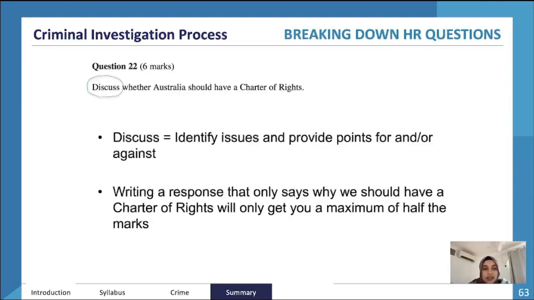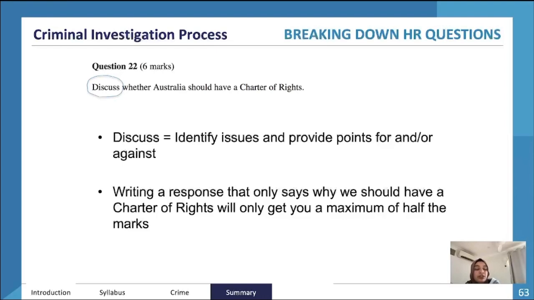So for example, here's a discuss question. Discuss whether Australia should have a Charter of Rights. So you want to be able to identify issues and provide points for and or against this. So what are the advantages of a Charter of Rights and what are the disadvantages of a Charter of Rights? Writing a response that only says that we should have a Charter of Rights will only get you a maximum of half of the marks, because again, it's a discuss question, so you need to know for and against. So you need to mention that as well, right?